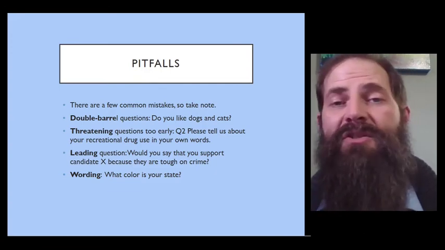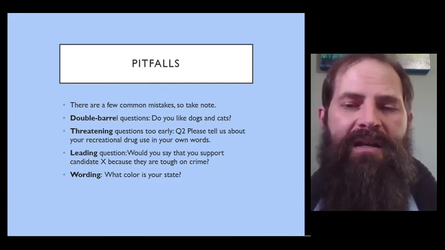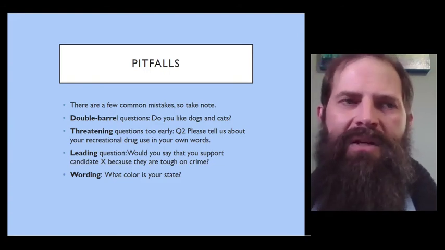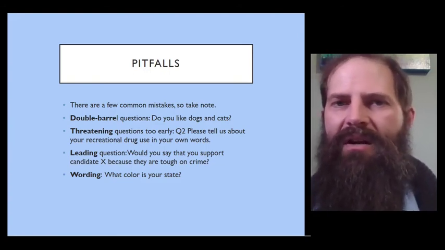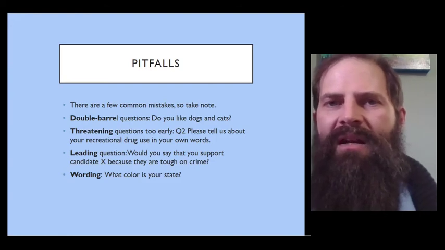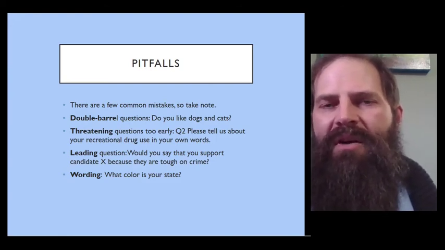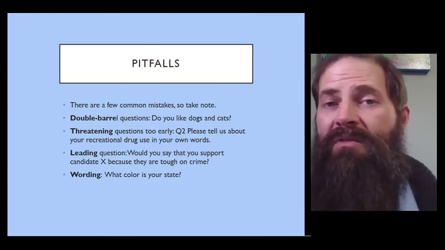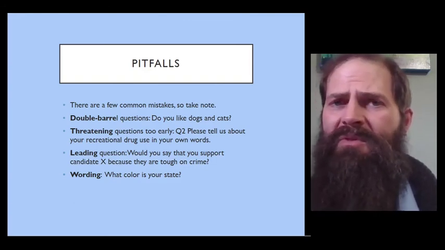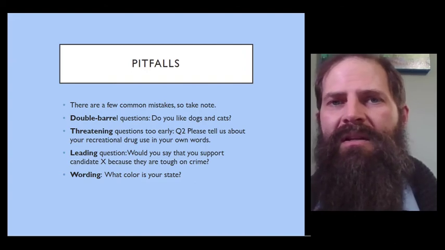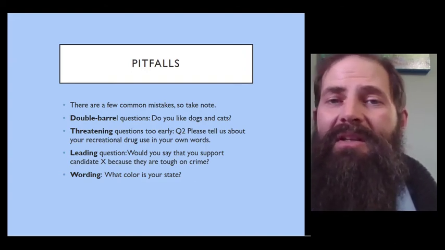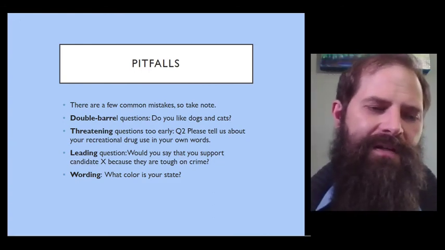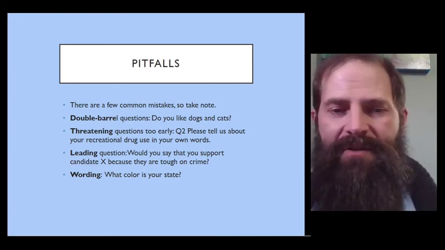A leading question is where we're basically telling them what we want to say. Would you say that you support candidate X because they're tough on crime? Well, who could say they're not tough on crime? Of course I support candidate X. Who is candidate X? They're tough on crime? Yeah, we want to be tough on crime. Or maybe you have a strong aversion to the idea of being tough on crime, and so, of course, no, I'm against that person. This is where we're giving them a leading question. We're telling them the reason they might vote for a person or choose a certain answer.